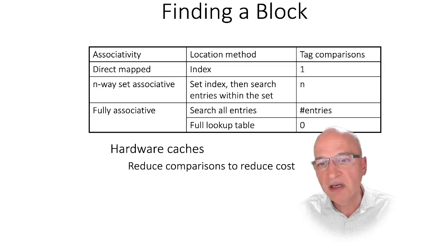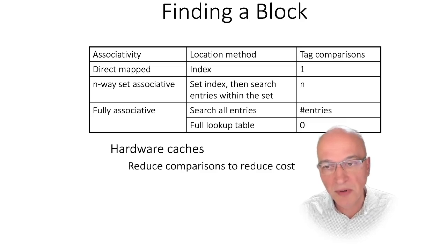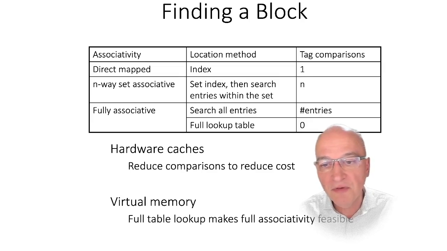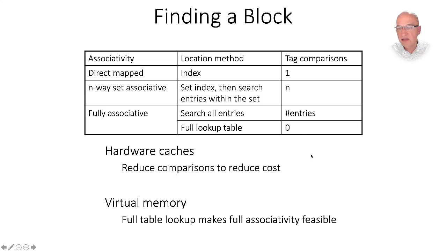For hardware caches, they will reduce the comparisons. I want to reduce the comparisons to reduce the cost, and this cost can be in terms of area in the chip, or could be in terms of the energy that I consume. For virtual memory, a full table lookup can make a fully associative cache viable. And we saw some ways in which we can approximate the least recently used algorithm if we have a full table lookup. And the benefit is that I can reduce the miss rate in that case.